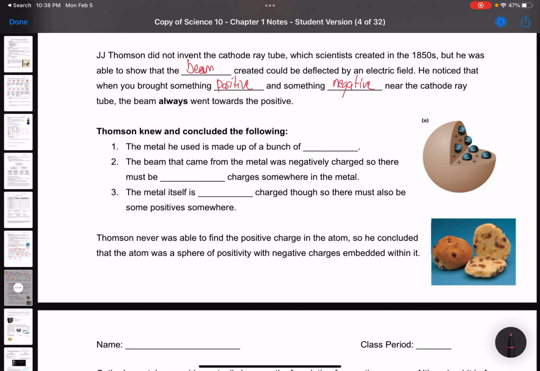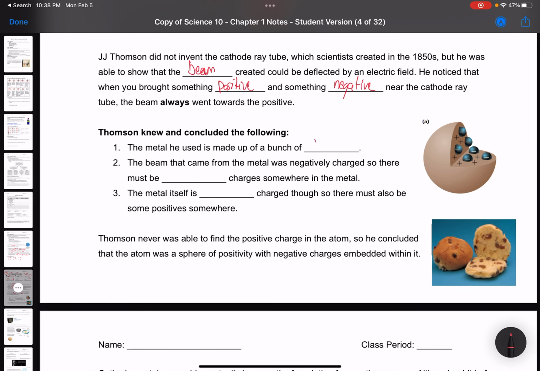So he knew that the metal he used is made up of a bunch of atoms. Okay, we have Dalton to thank for that one. The beam that came from the metal was negatively charged, so there must be negative charges somewhere in the metal, and the metal itself is neutrally charged.